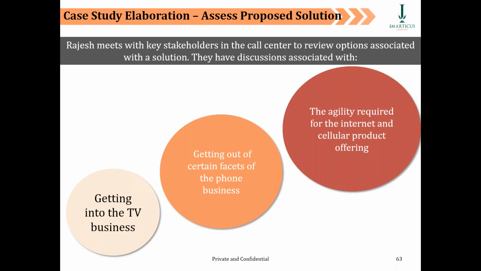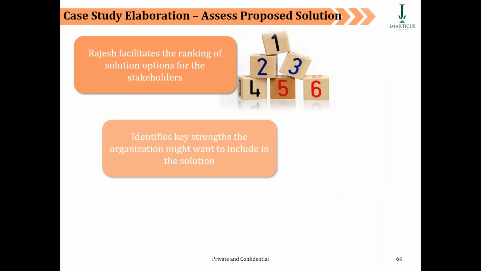Okay, so just a sample slide for you. There have been discussions now on getting into TV businesses. Certain calls are being taken to get out of certain facets of the phone business. So the required solution now seems very good to give the required agility and speed for the internet and cellular product offerings. So all that has been made stronger, better.